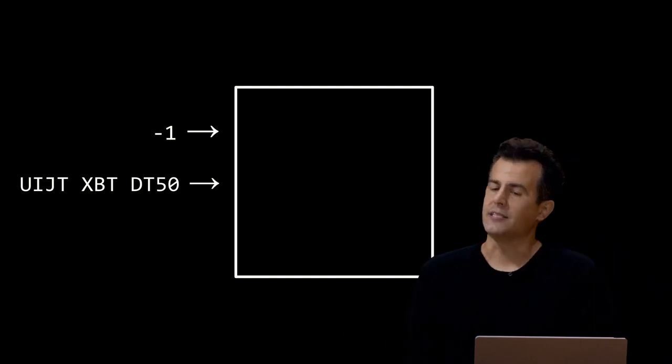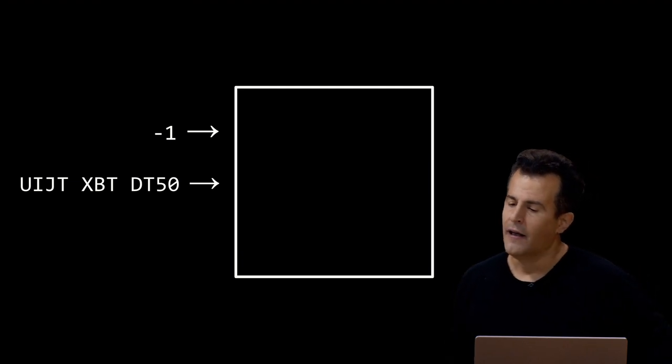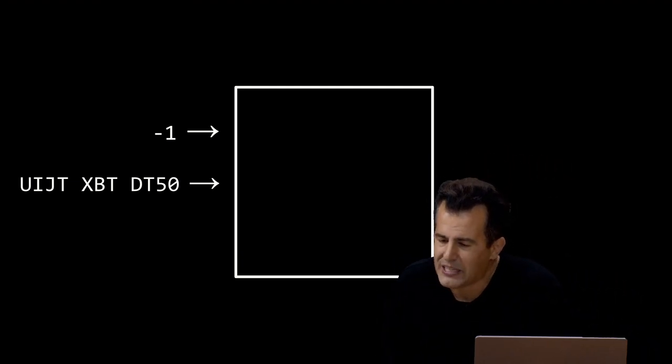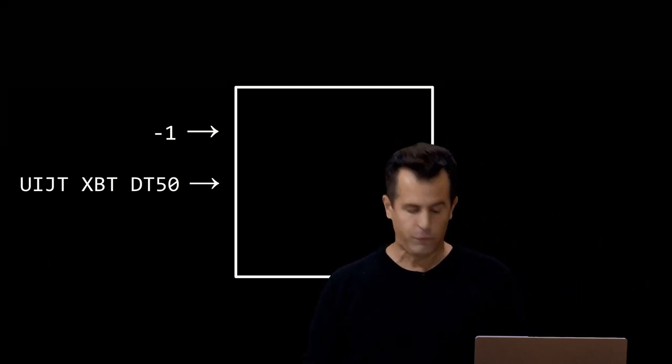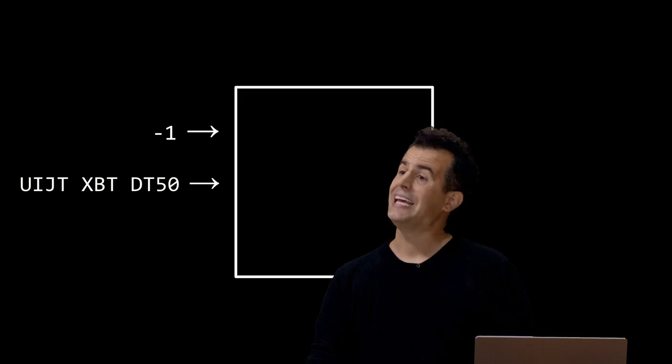And so how about this? Why don't we end with a demonstration here? UYJTXBTDT50. There's a bit of a tell there. If we pass that in and do -1, well, how do we get out the plain text originally? Well, if this is the ciphertext and we subtract 1 from each letter, I think U becomes T. I becomes H, J becomes I, T becomes S, X becomes W, B becomes A, T becomes S, D becomes C, T becomes S. And this was indeed CS50.